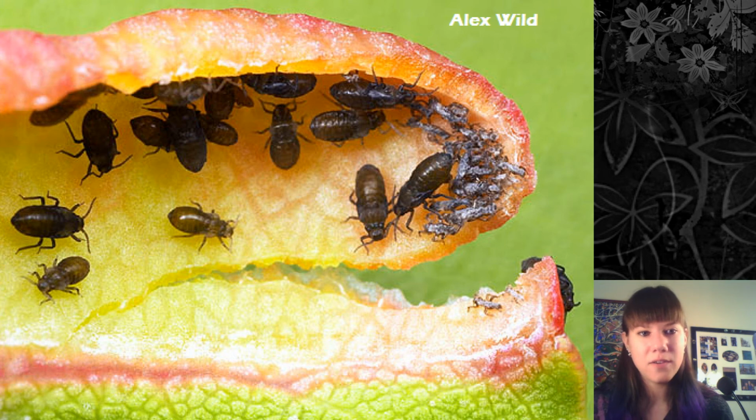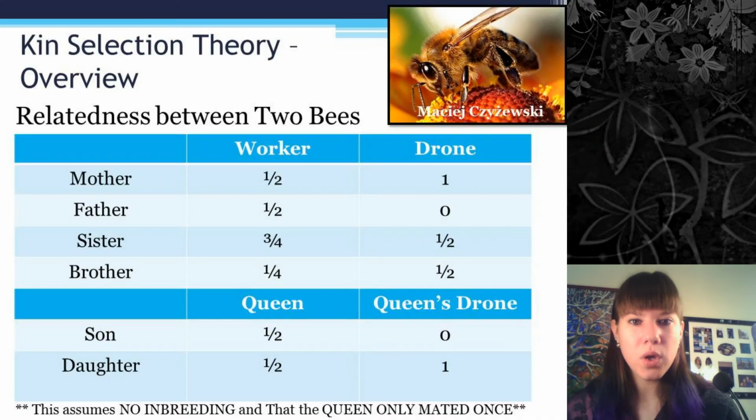And so if you have the sterile soldiers that go out and sacrifice themselves for the greater good, it makes sense because their sisters are all really, really closely related, and their mom is just spitting out identical copies of herself. One of the assumptions of this model is that the queen has only mated once, which rarely happens. Usually she mates 2, 3, or maybe even 4 more times.